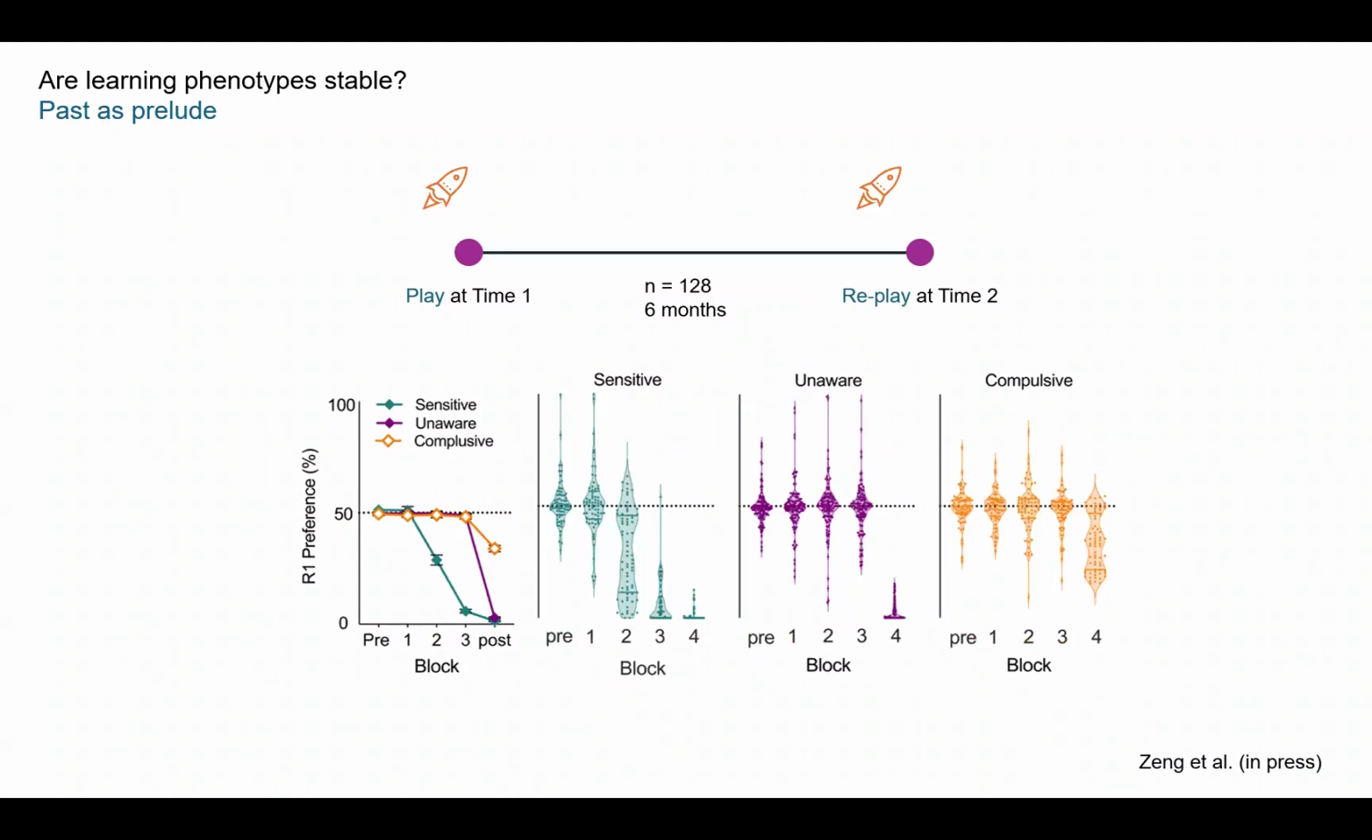Are they stable? This is what Liz did. Liz came up and she had 6 weeks in the lab. And so we wanted to run an experiment. And in this case, we ran this one on Prolific. And Liz recruited a lot of people, but I'm going to show you 128. And she had them play the game twice. She had them play it over the summer of 2023.